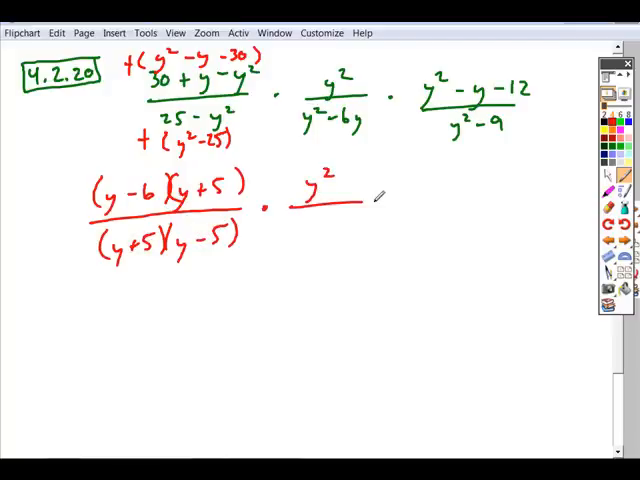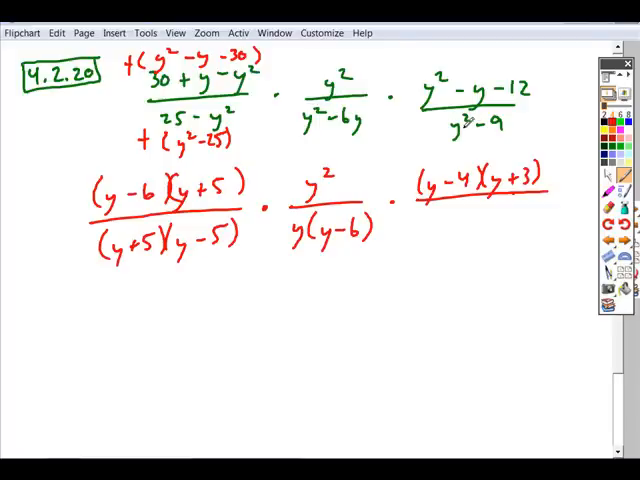The middle fraction, the numerator can't be factored any further. The denominator, you can remove a common factor of y, leaving a y minus 6. And in the final fraction, again, if you reverse FOIL, first term's y, the second terms have to have a product of negative 12 and a sum of negative 1. So minus 4 and plus 3 would be your terms.